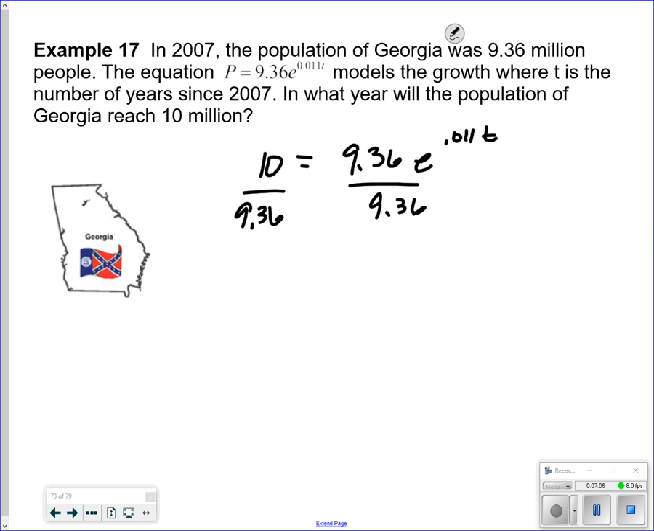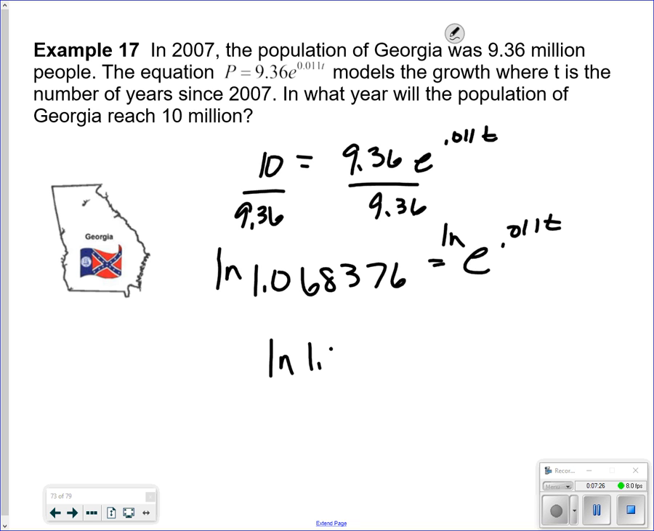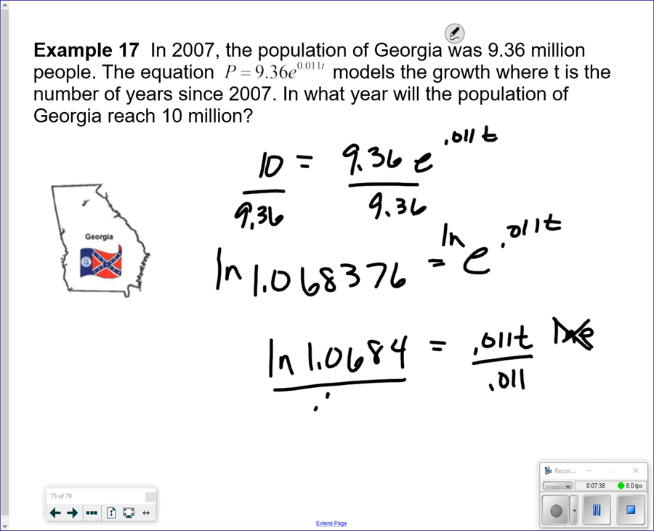So calculator, 10 divided by 9.36. I get 1.068376, depending on how many decimal places you want to go, equals e to the 0.011t. Now, what am I going to have to do to both sides? Because there's an e in the question, I'm going to take the natural log of both sides. And I'm going to move the exponent out in front of the natural log. If you remember right, natural log of e is just 1. Divide by 0.011 to find t.